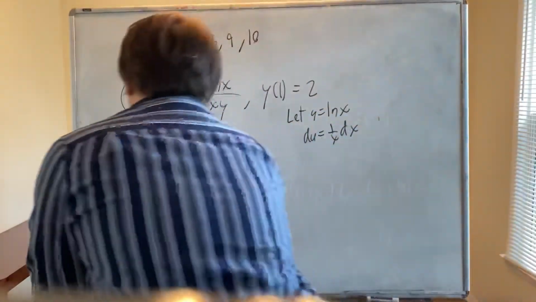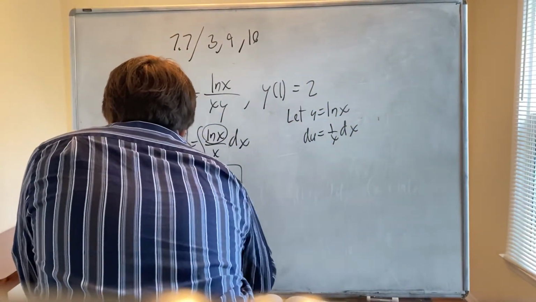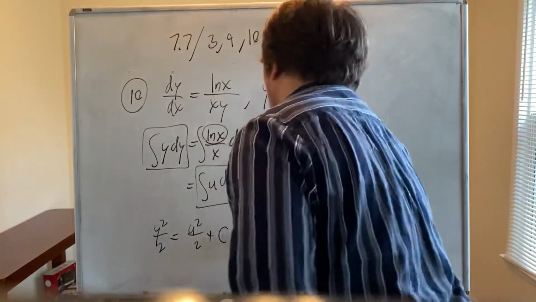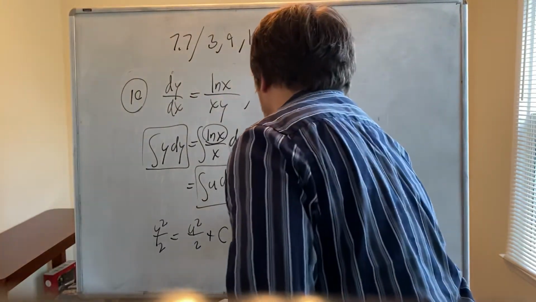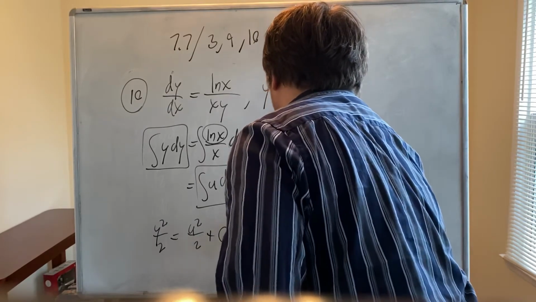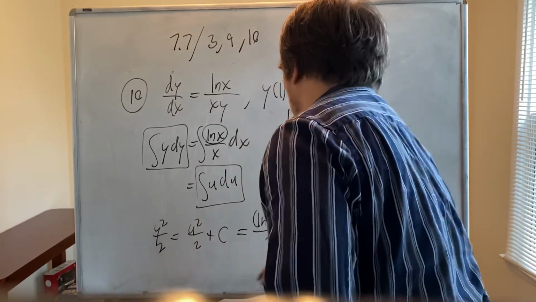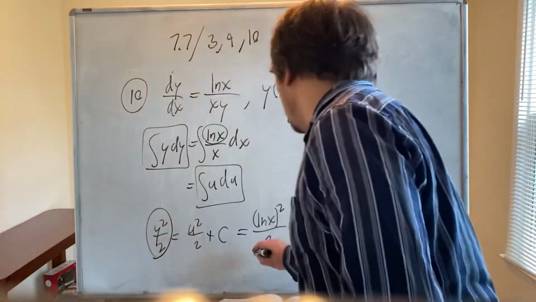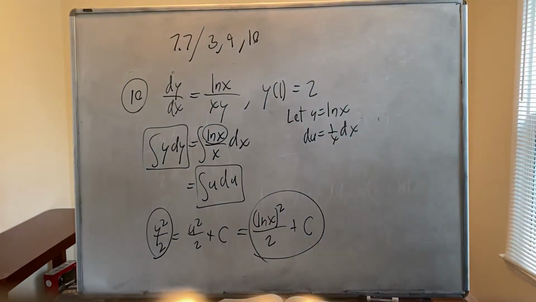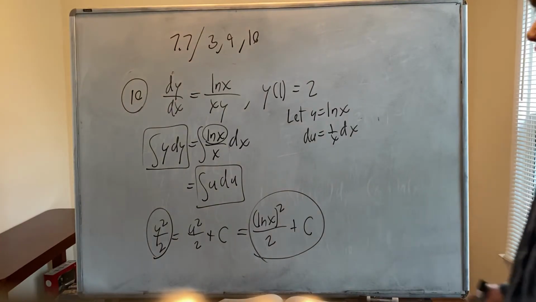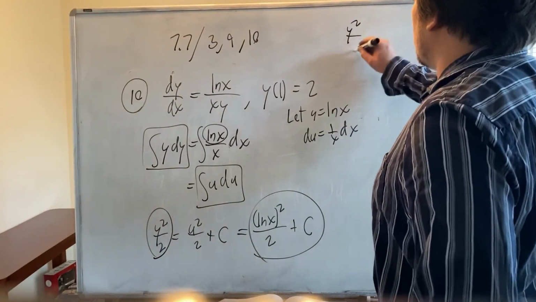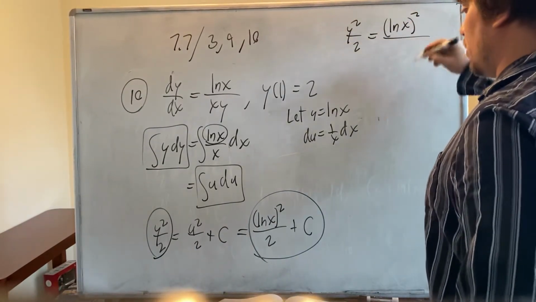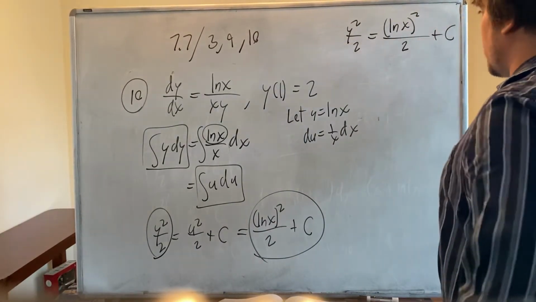So the integral of y dy equals the integral of u du. That means that y squared over 2 is equal to u squared over 2 plus c. And u is ln x. So it's ln x squared over 2 plus c. So we have that y squared over 2 is equal to ln of x squared over 2 plus c.